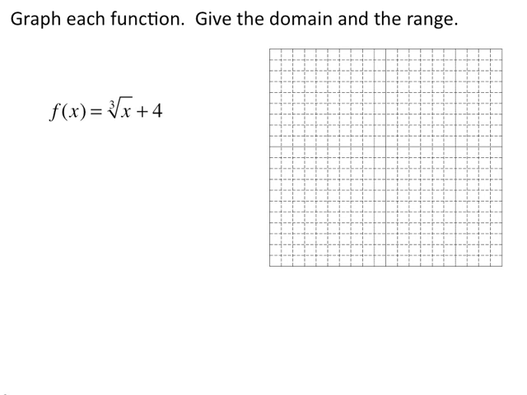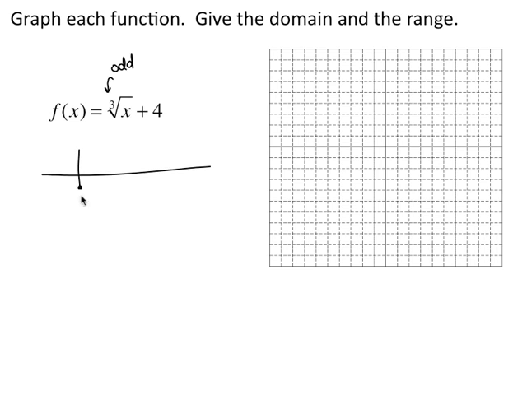Graph each function, give the domain and the range. If we look at the index here, we have a 3, so if we have an odd index, we have no restrictions on what could be in the radicand. So for that reason, we can select any number to go here. Now, because we have a 3, it's easier to select the perfect cubes.